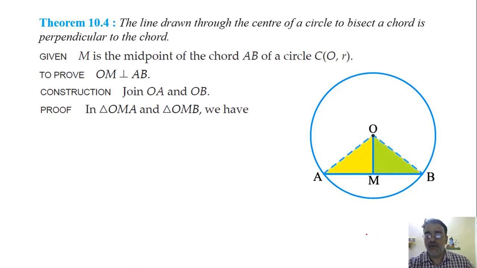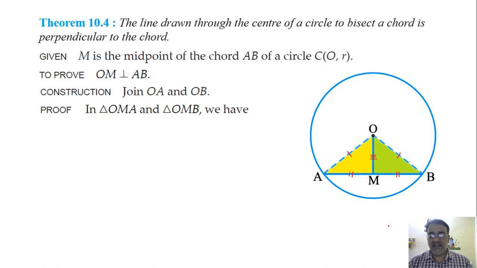How do we have to show? See, OA is equal to OB. Why? Radii of the circle. Okay, very good. And AM is equal to BM. Why? Given, M is the midpoint of AB. And OM is equal to OM, common. So these two triangles are congruent by which criteria?